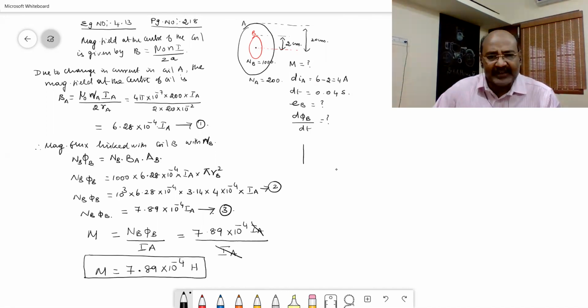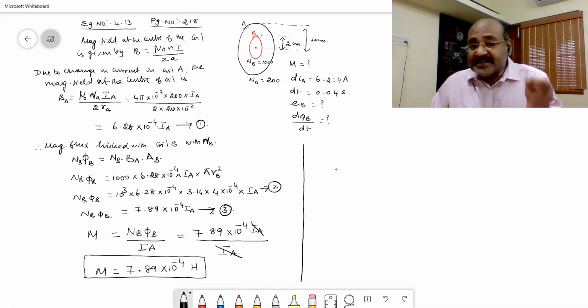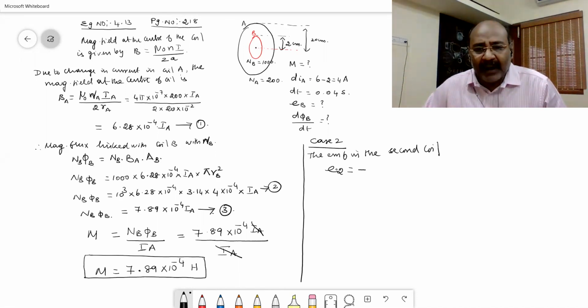This is case 1, the first concept asked. What is the second one asked? What is the EMF induced in the second coil? That was the question asked. So case 2: the EMF in the second coil. We can say the EMF in the second coil, E2, is equal to minus of M into dI_A divided by dt.